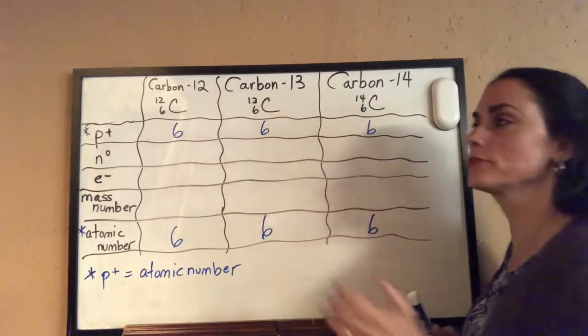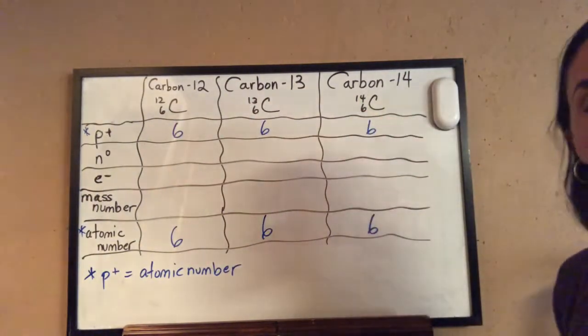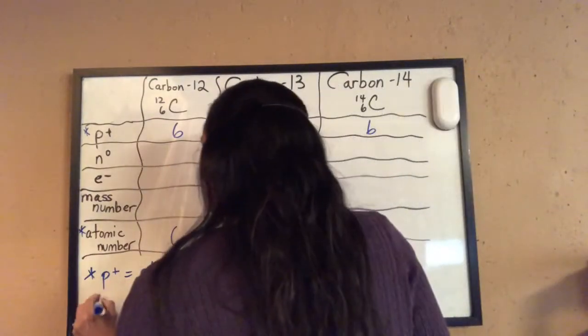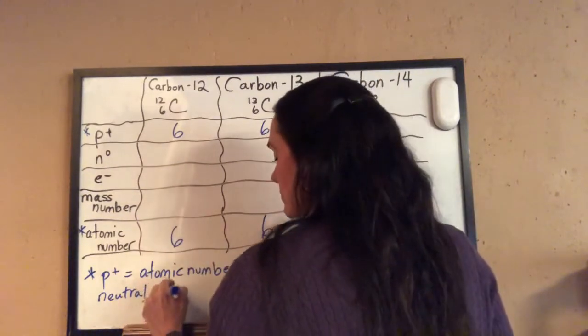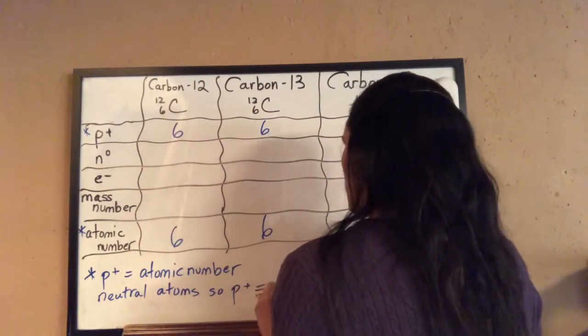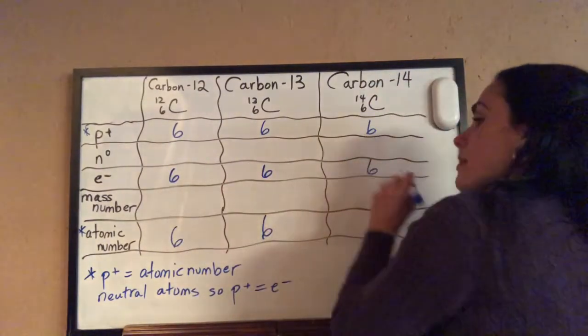You say, well, how do you know they're neutral? You don't see any pluses or minuses over here where there would be a charge if they were not neutral. So because they are all neutral, the protons and the electrons are the same. So protons and electrons are the same. So 6 electrons. Okay.